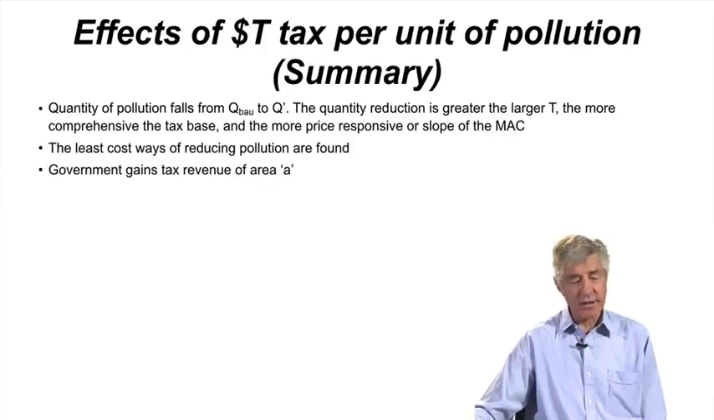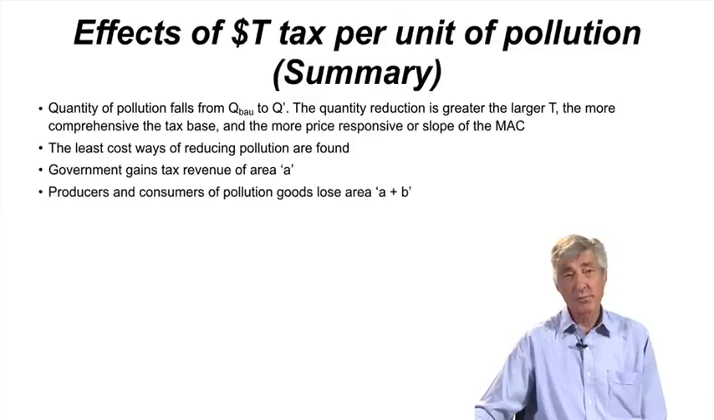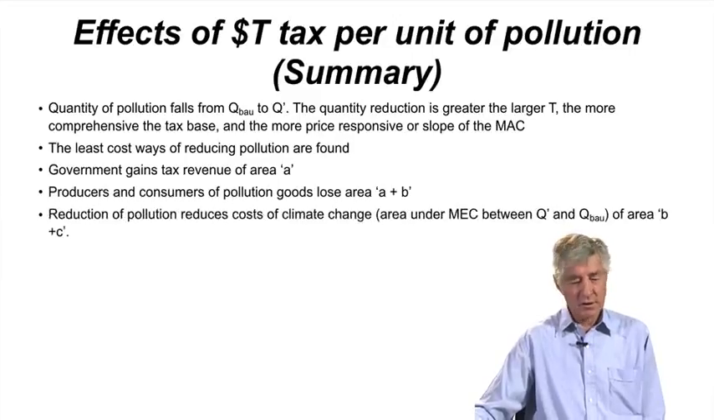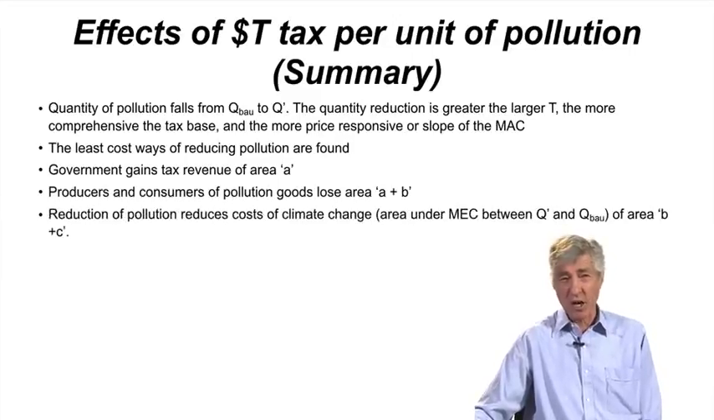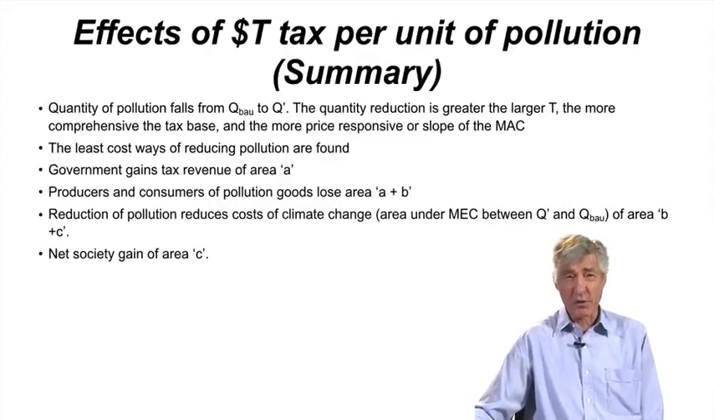Government gains tax revenue, producers and consumers lose. Part of that loss is just a transfer to the government, but there's a little bit more. There's a reduction of costs of climate change down the track, so that's the benefits. And there's a net society gain of area C. And so that diagram on the previous slide is sort of documenting the story that develops this.